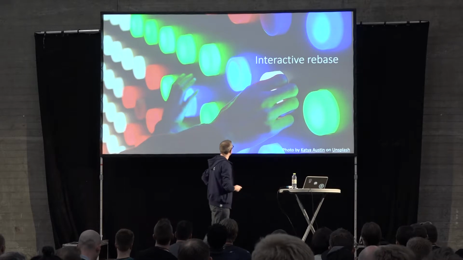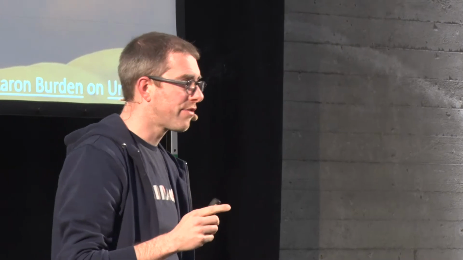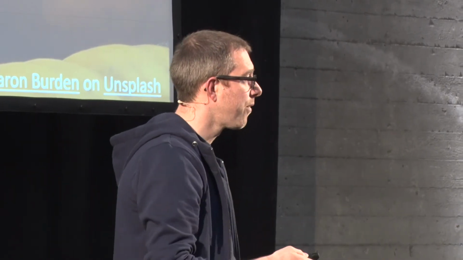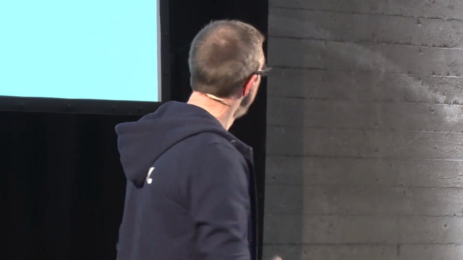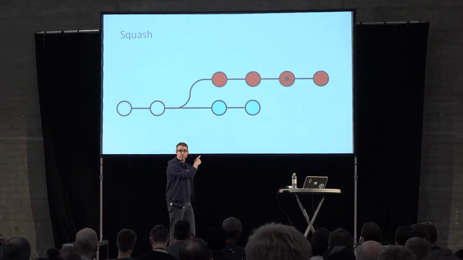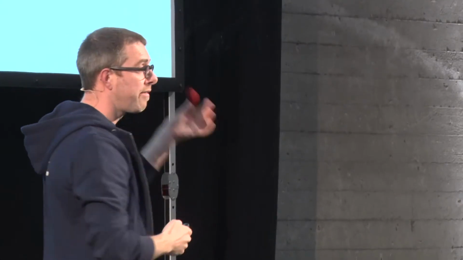There are a few things which you need to know if you have interactive rebases. There's first a squash. That's not a melon, it's a git command. And the git command says you want to meld the previous commit into your commit, but you want to keep the commit message. So, for example, if I have the commit with the star on it, that's the commit message, and I can take out the commit and move the message along.